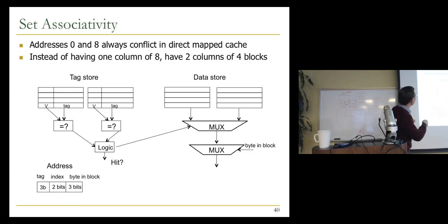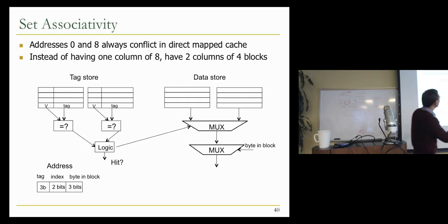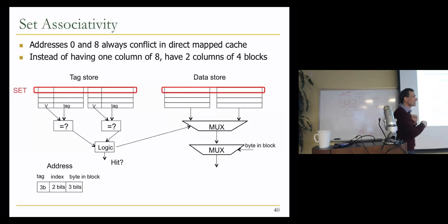Basically, the tag store looks like this. You can have tags and valid bits for 2 blocks, and the data store is organized this way. You can store 2 blocks given the same index. Make sense? And the address now looks like this. This is called a set now: the blocks that have the same index can store 2 blocks in this case. That's why it's two-way set associative.